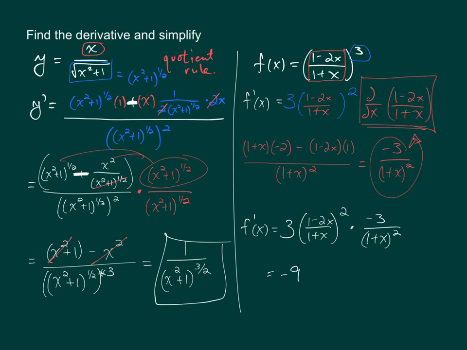And in the numerator, I can see that I have 1 minus 2x, the quantity squared. So I'm going to write that in the numerator, 1 minus 2x, the quantity squared. And in the denominator, I've got 1 plus x squared times another 1 plus x squared. That means I have 1 plus x to the 4th power. And that's it. We cannot simplify this anymore. There's your answer for the derivative of this function that we started with.